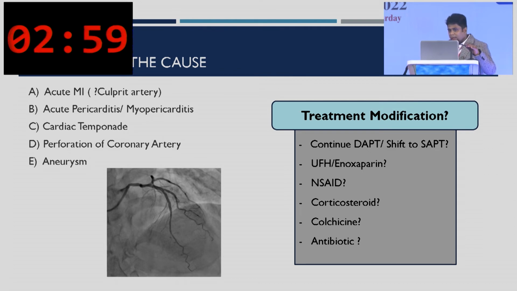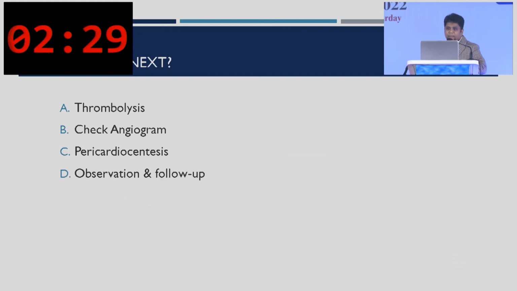Unluckily at that time, my Professor Azam sir was out of the country, so I was in a bit of a dilemma about what to do. So we consulted by phone, and we decided to go for DAPT, but with a lowered dose. Initially the ticagrelor was 90 milligram BD. Then we decided to lower the dose to 60 milligram BD, and we started NSAIDs. As we suspected this was a case of acute pericarditis, we advised ibuprofen and colchicine.